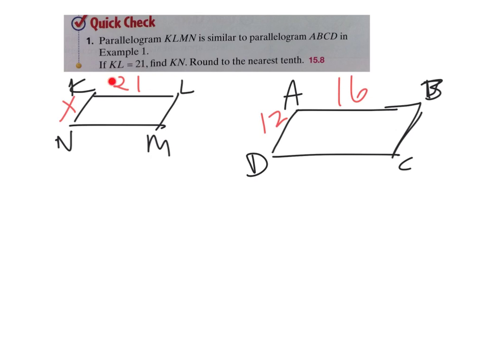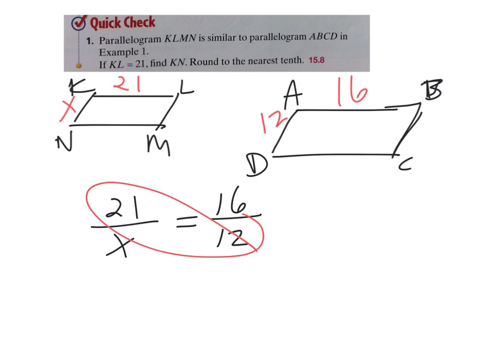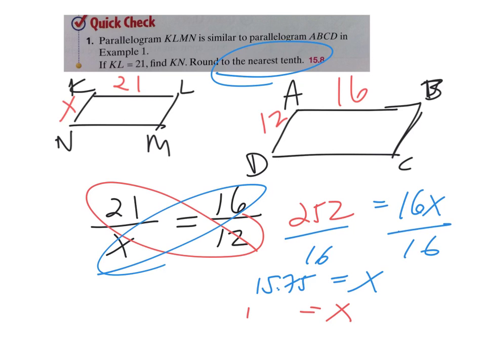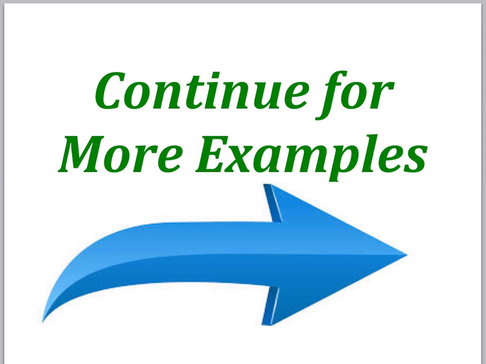We know that the 21 matches the 16, and the X matches the 12. Cross products: 21 times 12, that's 252, and X times 16 is 16X. Divide off that 16, and X is 15.75. It does say rounded to the nearest tenth, so that means X rounded is going to be 15.8. And there we go. Let's continue for more examples.